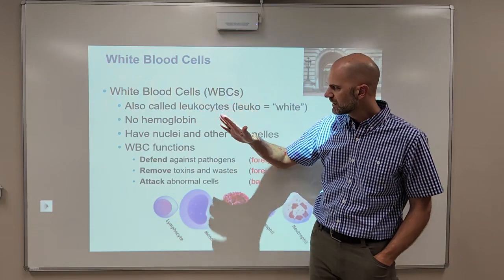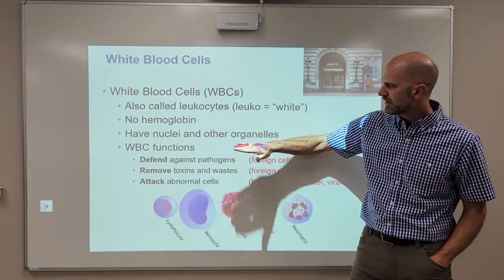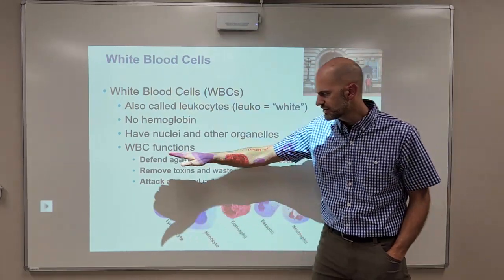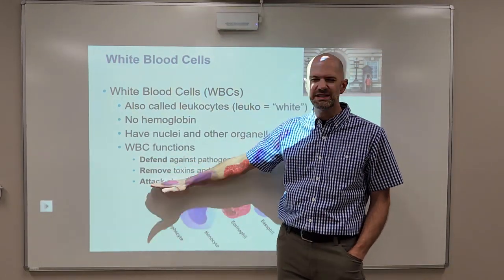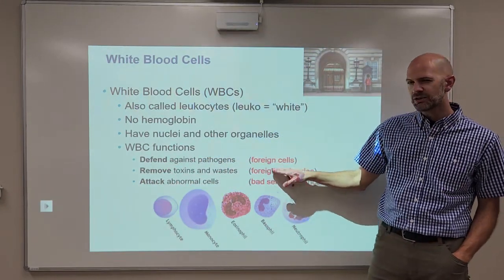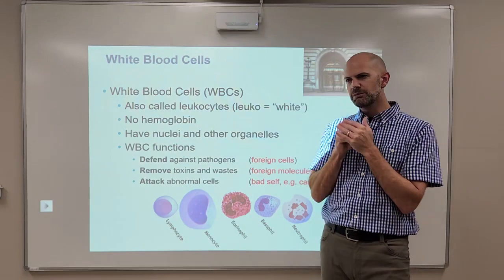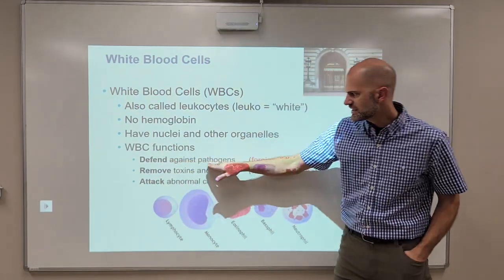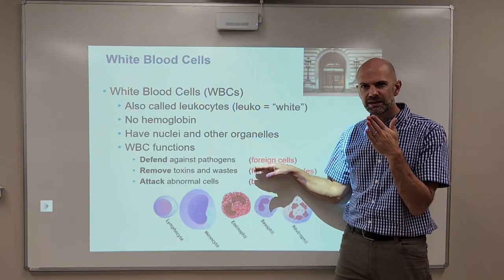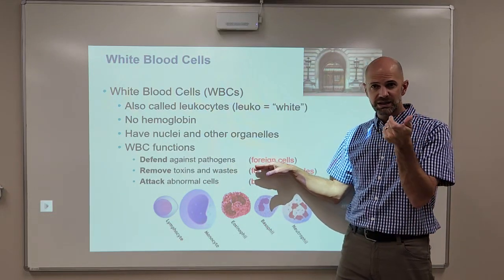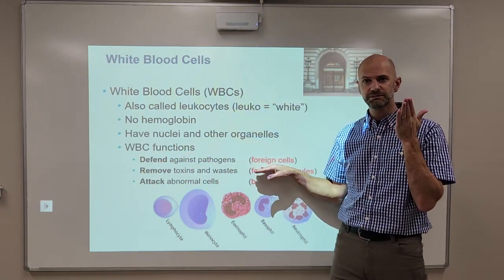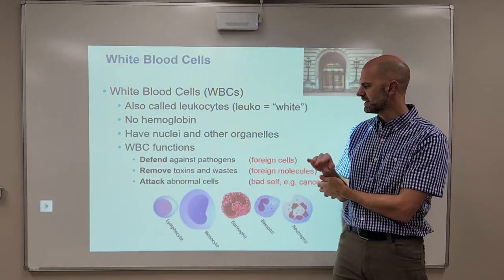That's not their job. They have nuclei and other organelles, and the 3 main things that white blood cells do are to defend, to remove, and to attack. I like to think about these 3 categories of immune response. Defend against pathogens. Think about foreign cells. If you have bacteria like E. coli, E. coli is a foreign cell. So we're going to defend against a foreign invader, like a virus or a bacterium.